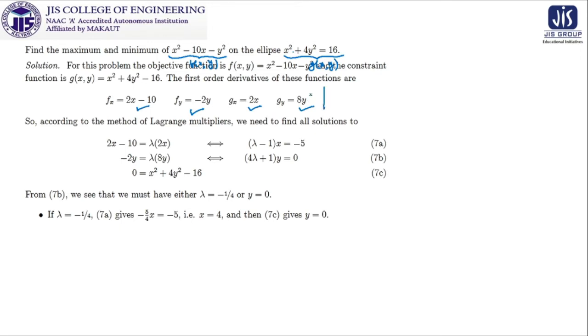Now according to the method of Lagrange's multiplier, we have to find all the solutions. So the solution will be nothing but the equality of these two things with one multiplier lambda. So 2x minus 10 will be equal to lambda into 2x, because fx is lambda gx and fy is lambda gy. It will give you minus 2y is equal to lambda 8y. From this we have to find the value of lambda.